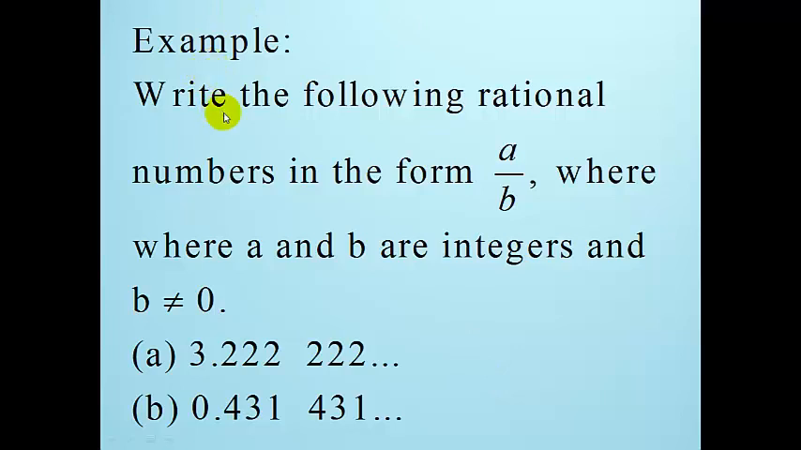Now example, write the following rational numbers in the form a over b, where a and b are integers and b is not equal to 0. That is, the denominator is not equal to 0. A: 3.222222, then B: 0.431431. So let's look at how best we can solve this problem.